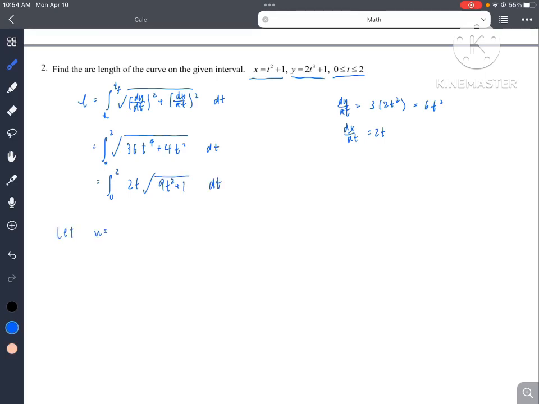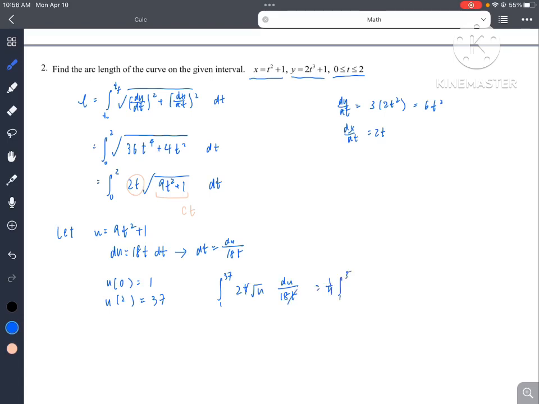And we can perform a u substitution because we notice that the derivative of this function will be a constant times t, which is over here, so it will cancel out. So du is equal to 18t dt, so dt is equal to du over 18t, and u of 0 is 9 times 0 plus 1, and u of 2 is 9 times 4 plus 1, which is 37. So this is equal to the integral from 1 to 37 of t square root of u du over 18t. So 1 over 9, from 1 to 37.